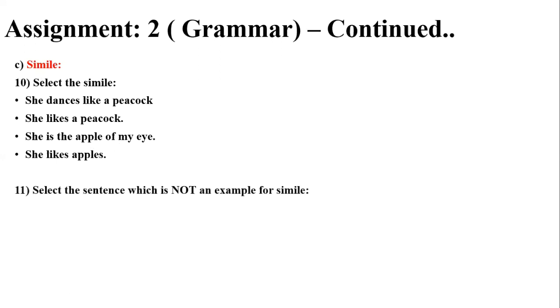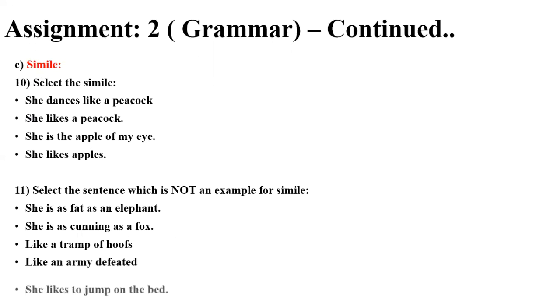Next one, select the sentence which is not an example of simile. In this, all might be examples of simile; which is not an example, you need to select. She is as fat as an elephant. She is as cunning as a fox. Like a tramp of hoofs, like an army defeated, she likes to jump on the bed. Which is not the correct simile? Might be all are similes, but there might be one sentence which is not a simile. Tick that one. So pay clear attention while reading the questions and ticking. Okay, children.